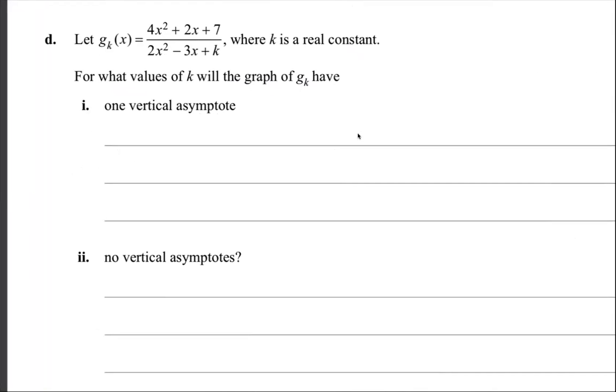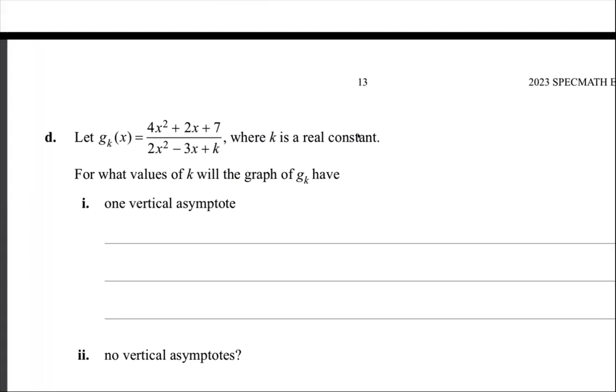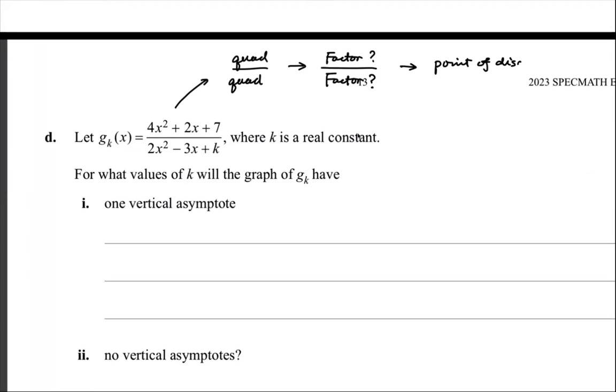So basically, if we are analyzing the vertical asymptote, before we do that, notice that this is a quadratic divided by a quadratic. We should always check, do they have the same factor? If they have the same factor from the bottom and the top, they will cancel out and form some sort of a point of discontinuity. So that's another point to note.